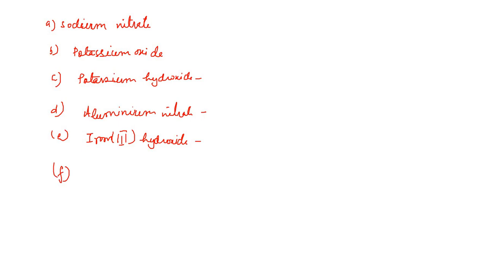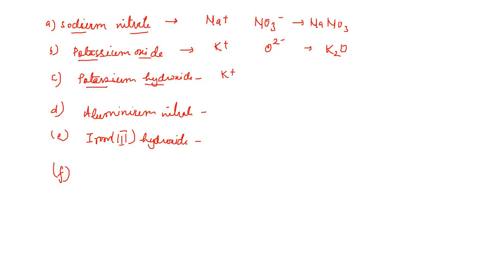Okay, so let's write some of them here. For example, sodium nitrate: as the name suggests, there should be the sodium ion, which is the cation, and the nitrate group. The charges are balanced, so you can just write the formula NaNO3. Now let's see potassium oxide. What is the cation here? You have K+ and for oxide you have O2-. To balance this negative charge I require 2 potassium, so I should write K2O. Now potassium hydroxide: you have K+ and OH-, so I can just write directly KOH.